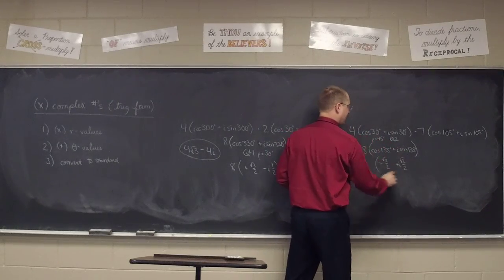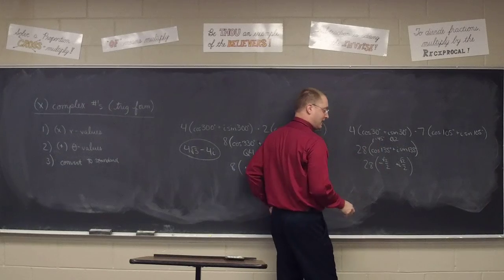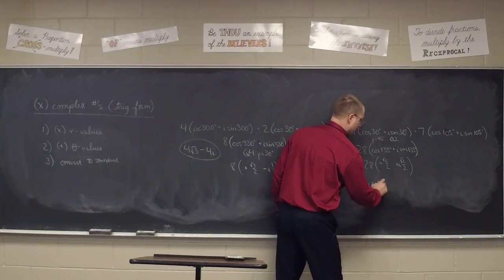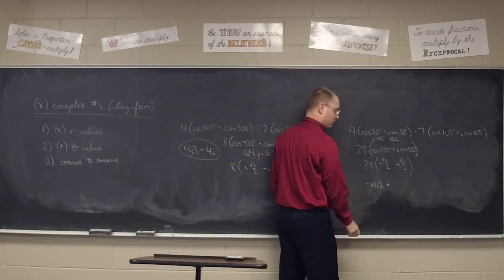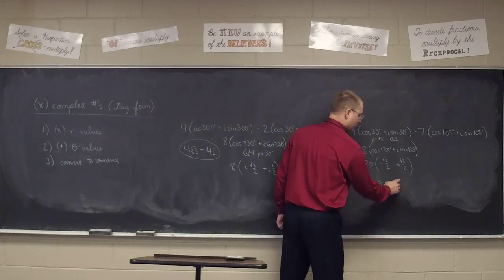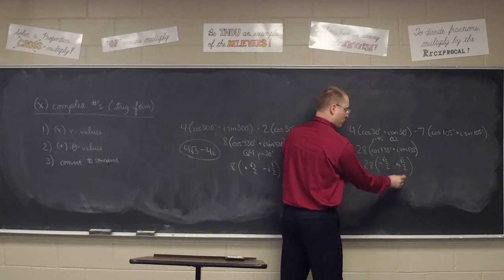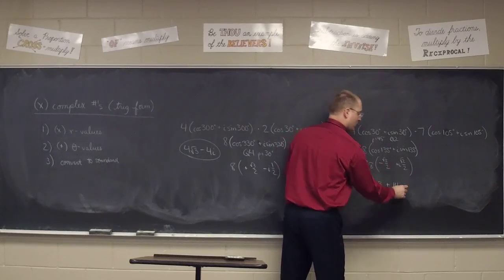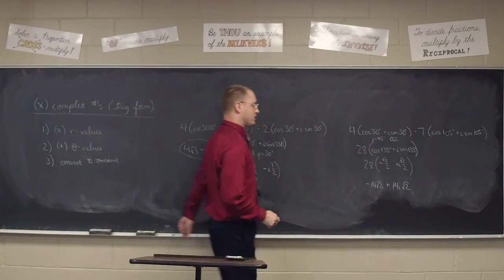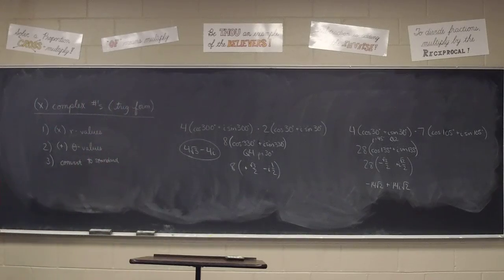Don't lose the i. And distribute the 28 to get negative 14 square root 2 plus i, or 14 square root 2. There we go. And there's our answer. Questions on that?